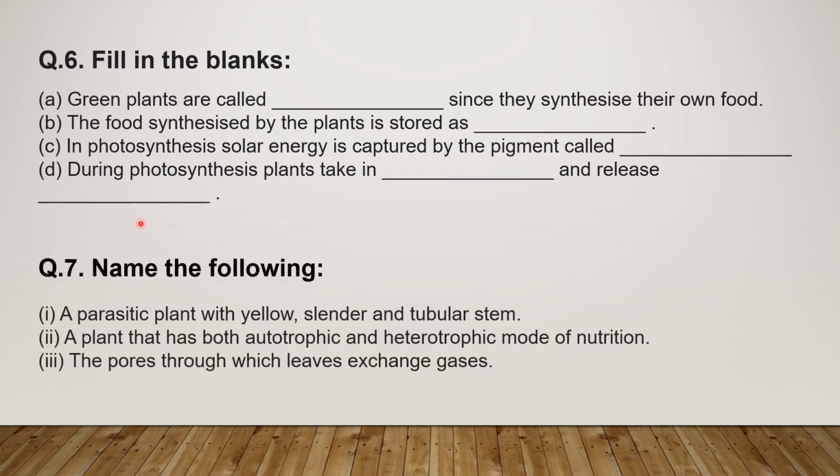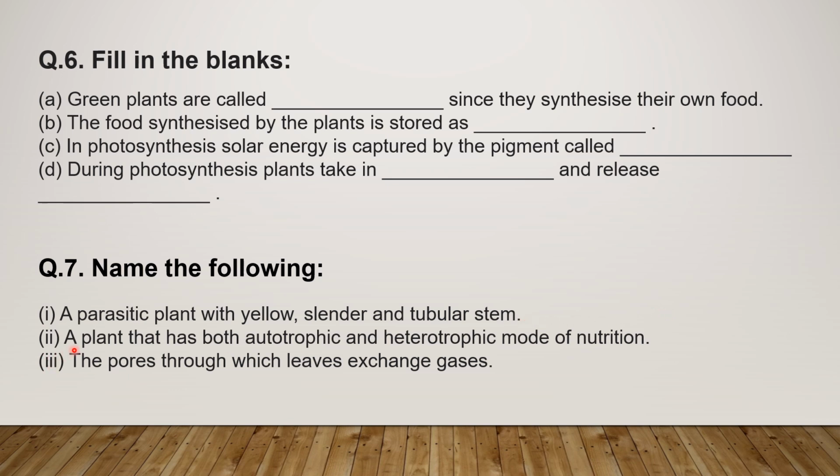Question number 7. Name the following. First one, a parasitic plant with yellow slender and tubular stem. Answer is Cuscuta plant, or you can write there amarbel. Both names you can write in your textbook.